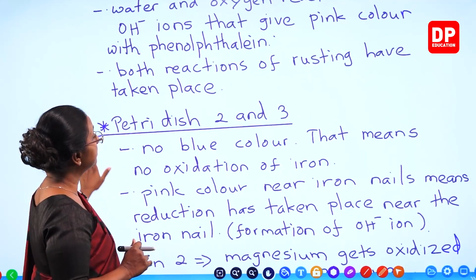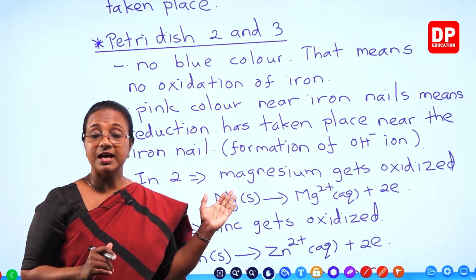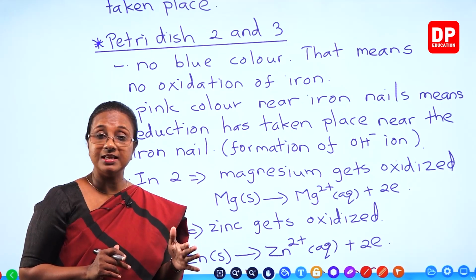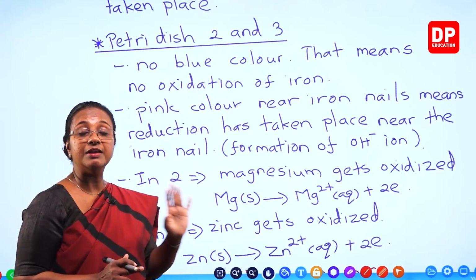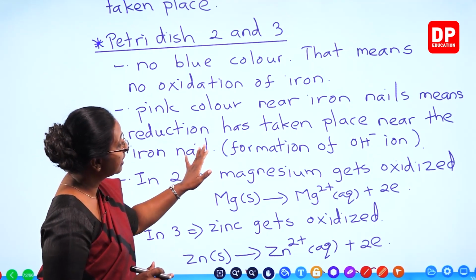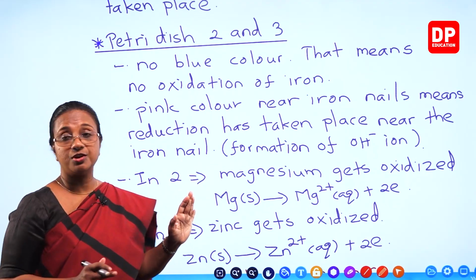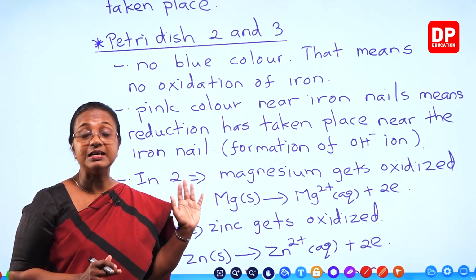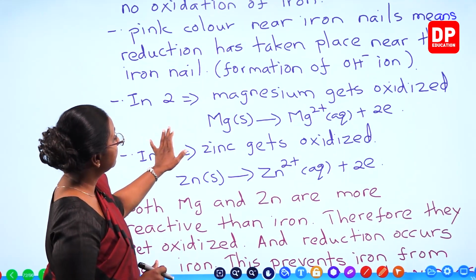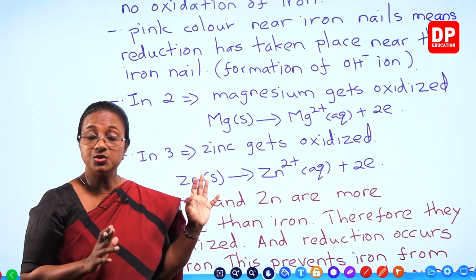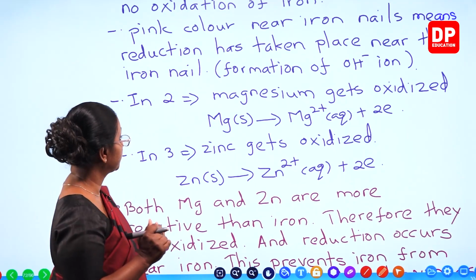Then in the second and third petri dishes, you saw similar observations. There in the second one we had magnesium in contact with iron, third one zinc in contact with iron. There was no blue color, that means no oxidation of iron, no Fe2+. Pink color near iron nail means reduction has taken place near iron nail, that is formation of OH minus has taken place near iron nails. So from that, what can you understand? In the second one, because there is no oxidation of iron, it should have been magnesium that got oxidized.